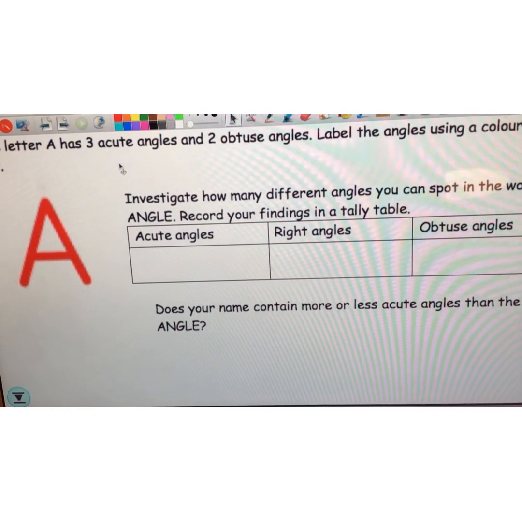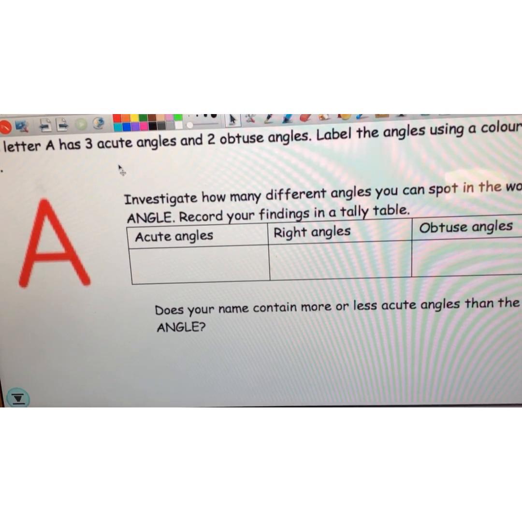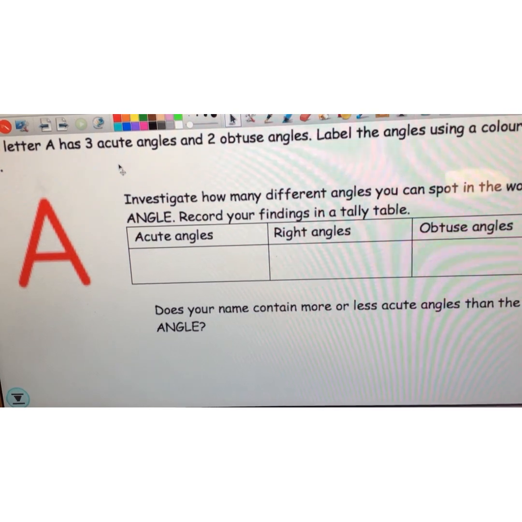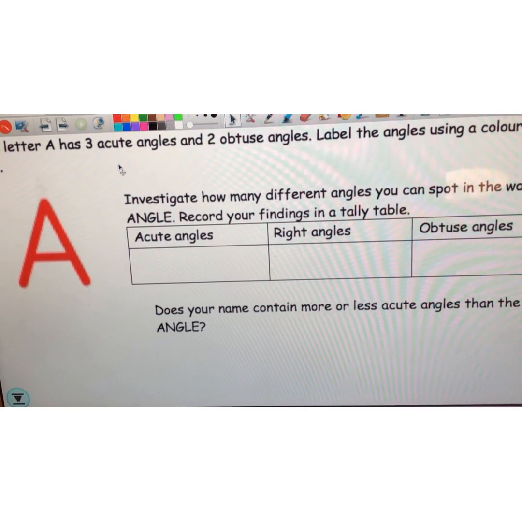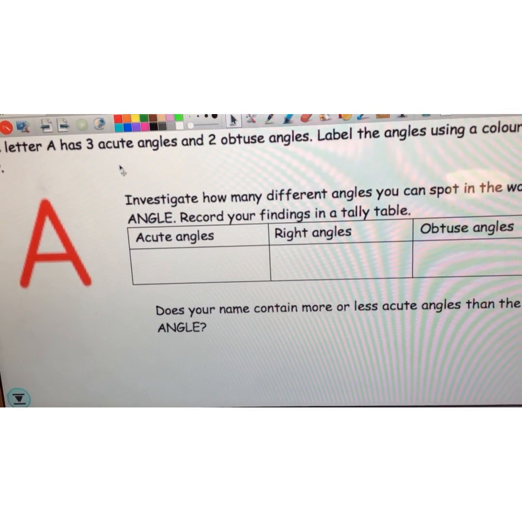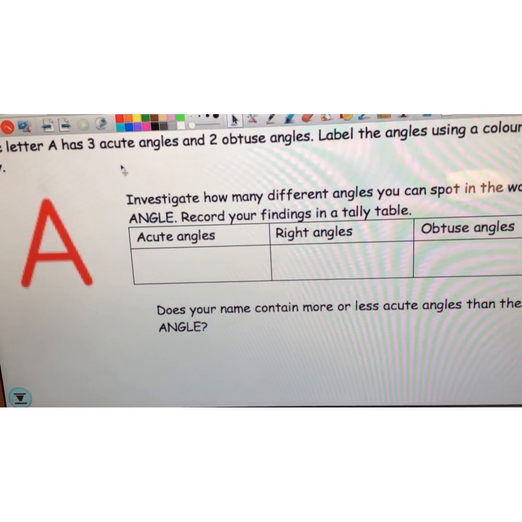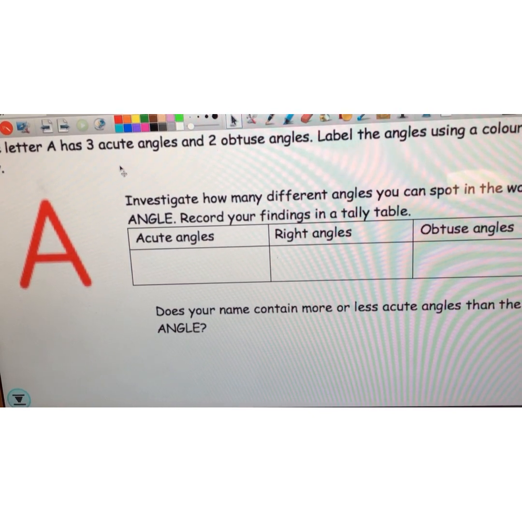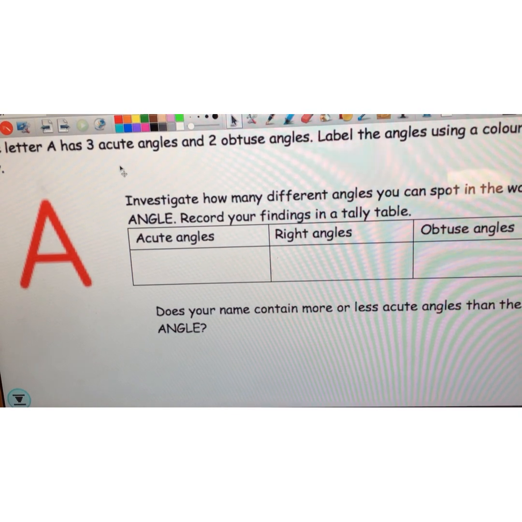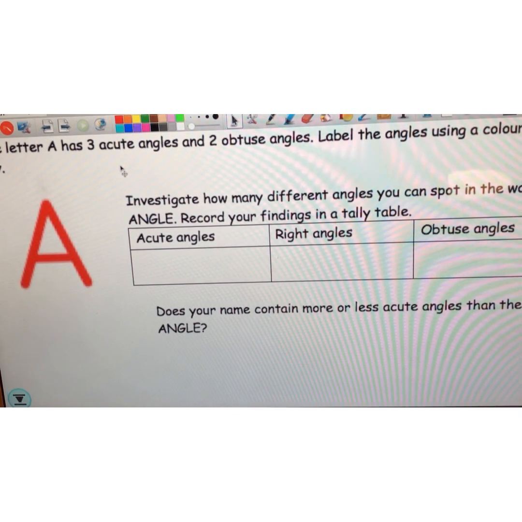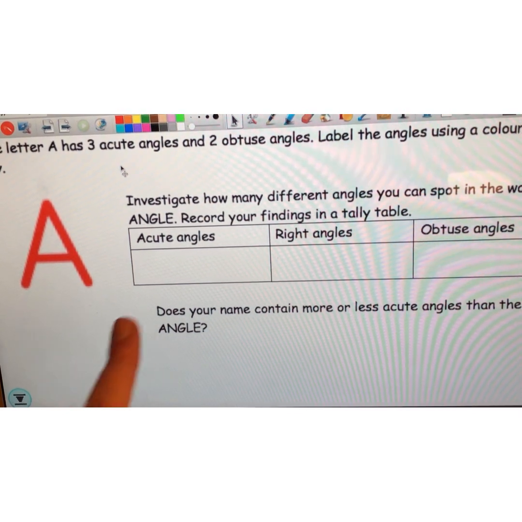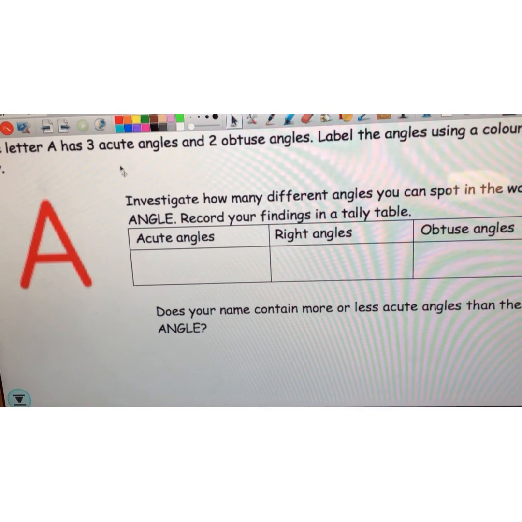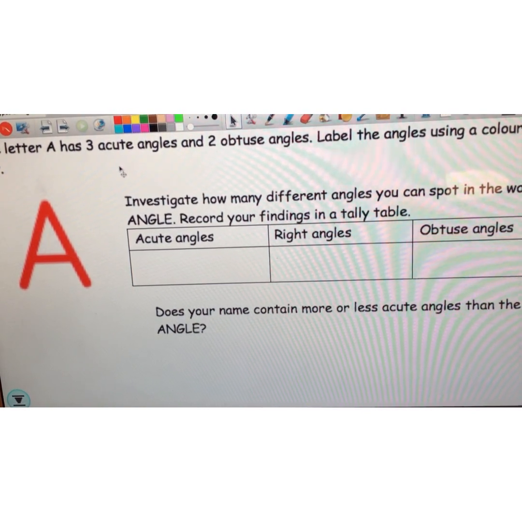And then the final task is an optional task for those of you that are working quite quickly through this, that really understand this and want to challenge and push yourself further. So the letter A has 3 acute angles and 2 obtuse angles. Fact. Can you label the angles using a colour and a key? Then what I'd like you to do is to investigate how many different angles you can spot in the word angle and record your findings in a tally table just like the one that's here. Does your name contain more or less acute angles than the word angle?